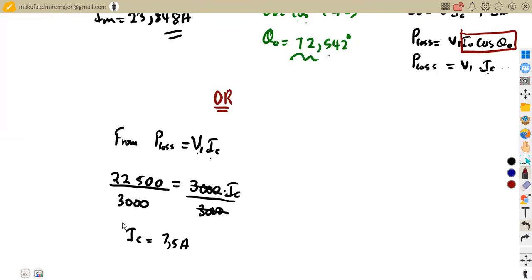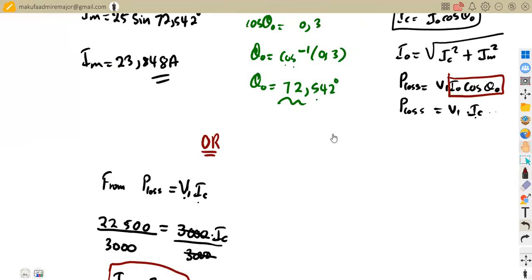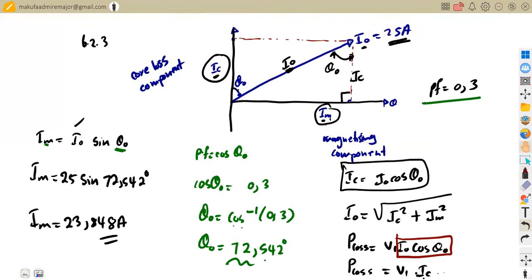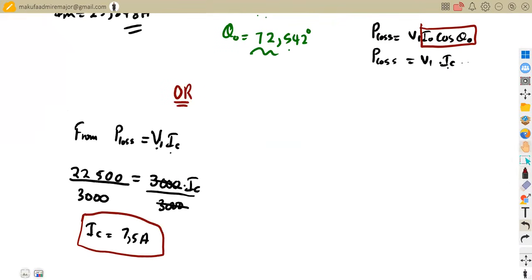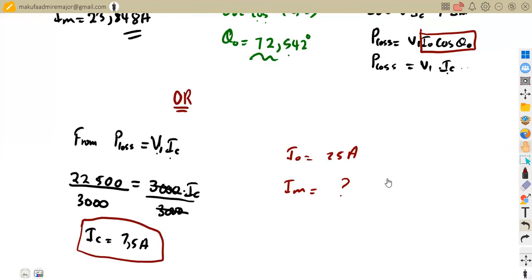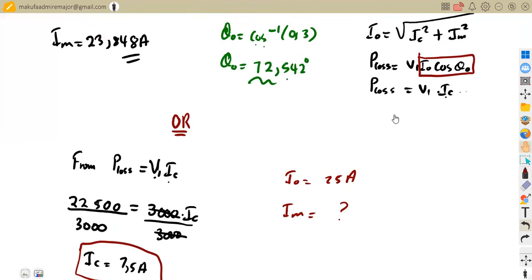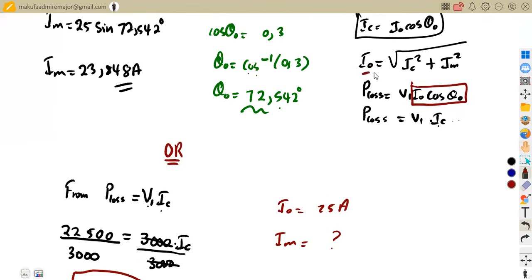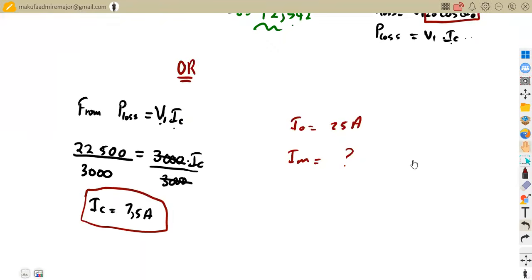All right, so if you have this in mind that I have IC, and now I want to calculate IM. Remember, on our no load phasor already, we are given the no load current as 25 amps. So with this, can't we calculate the magnetizing component? This is the one that we are supposed to calculate, IM. From the formula that I stated here, the no load current is equal to the square root of IC squared plus IM squared, meaning we are going to use this formula this time since we are working with the currents now.